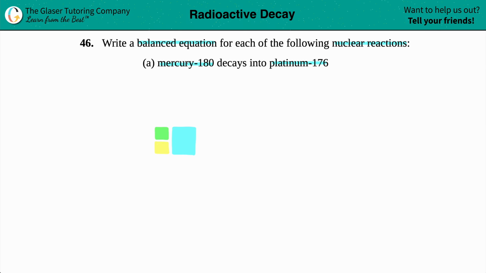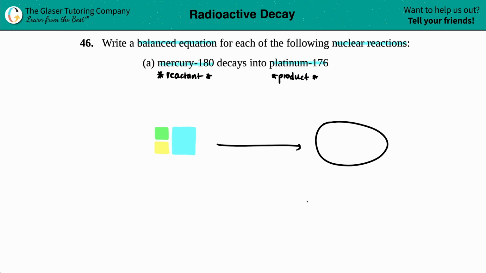Now, they said that we had mercury-180 and it's decaying. It decays into platinum. So I know that mercury, since this is the one that's decaying, has to be the reactant. And what you're turning into, the platinum, that's got to be the product. So reactants are left side, products are right side. Mercury is going to be on the left side, and then we yield the platinum, which is on the right. So let's start.